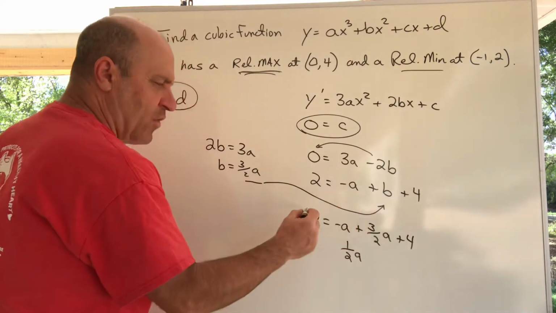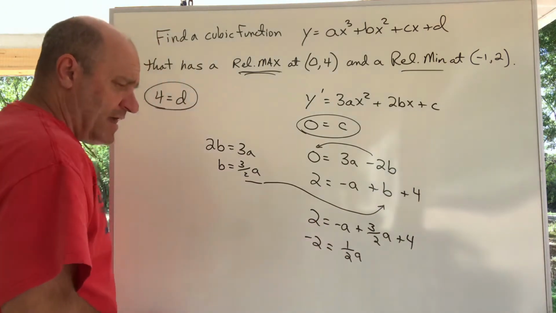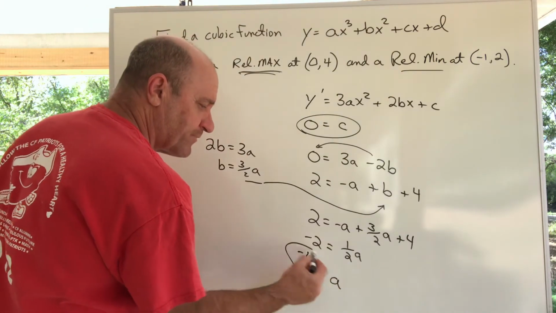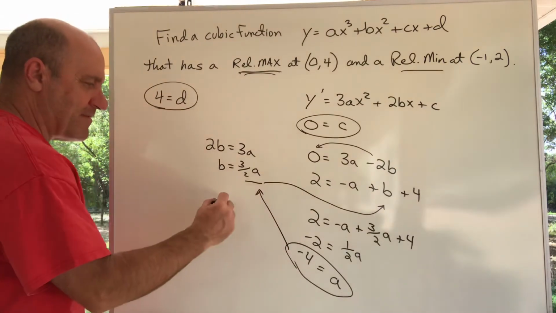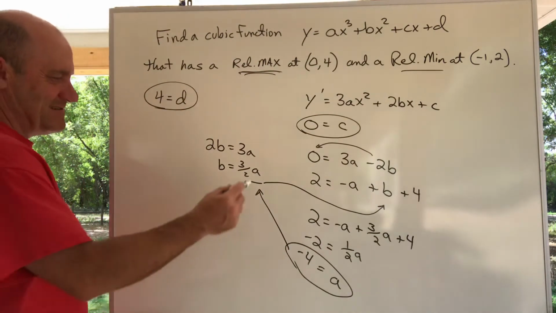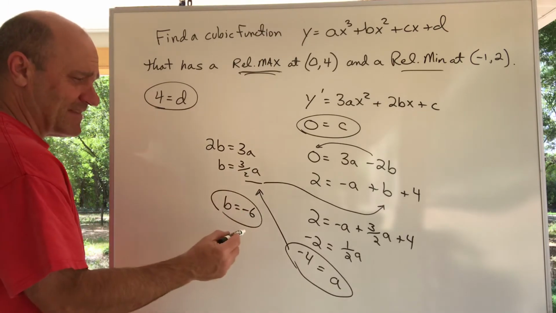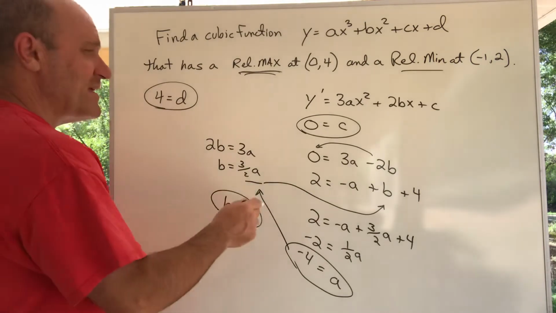If I move this 4 over, I'm subtracting 4. That's a -2. And multiply by 2. I just learned that a is a -4. If a is a -4, I can plug it in here. And b is -4 and a -6. I think I did that right. And I have a, b, c, and d.